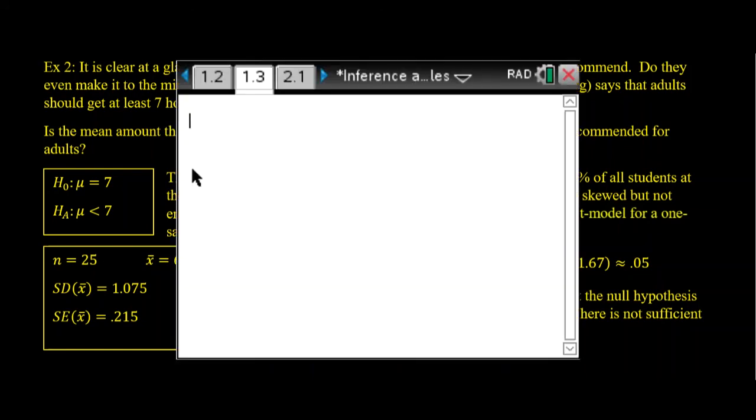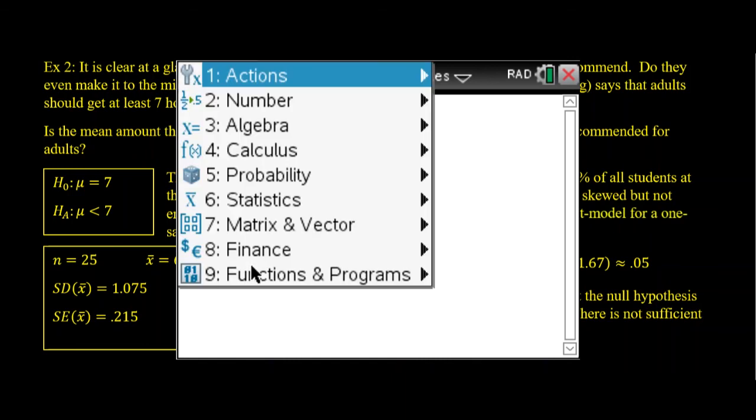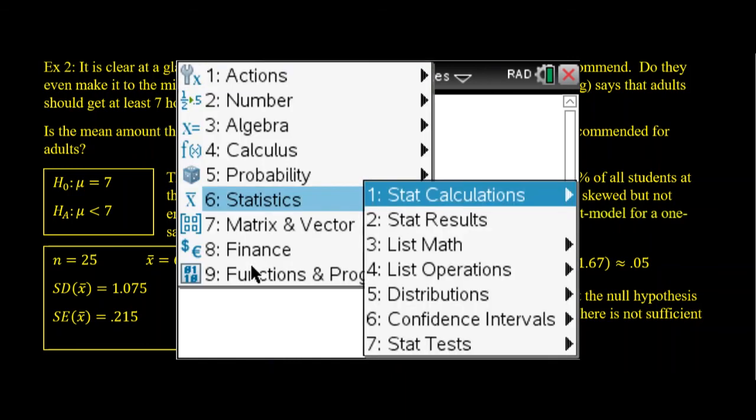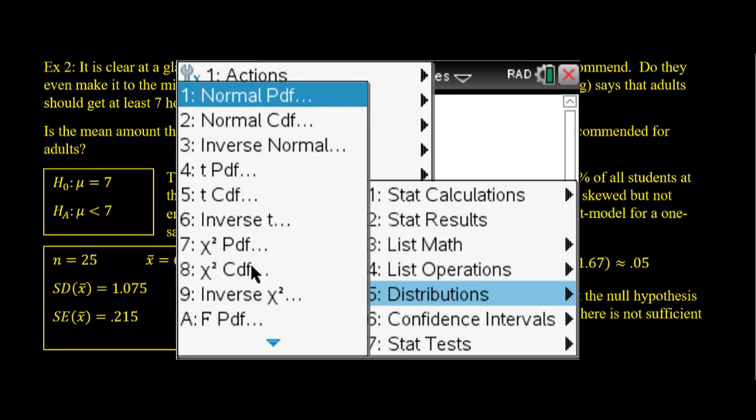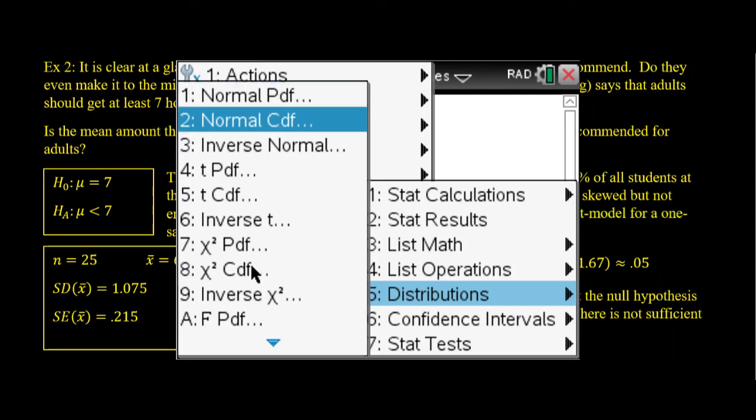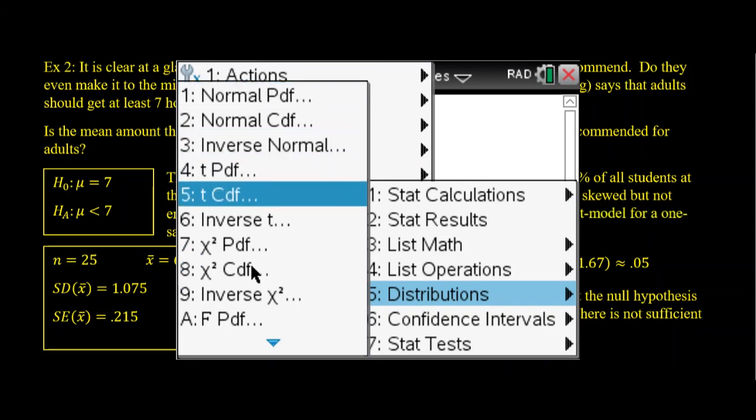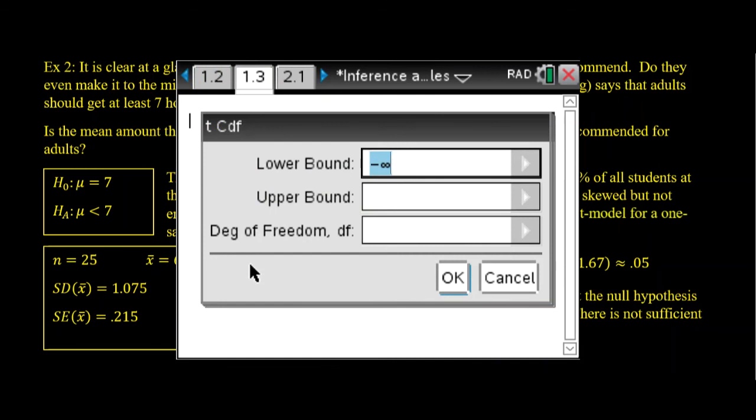Now, we can get a better p-value with technology. So we're going to go to our calculator. From a calculator page, we go Statistics, Distributions, TCDF, lower bound. We're looking at the left side of this. So we're going to do negative infinity is fine. And then our t was negative 1.67. So we're going to type that in, negative 1.67 for the upper bound.